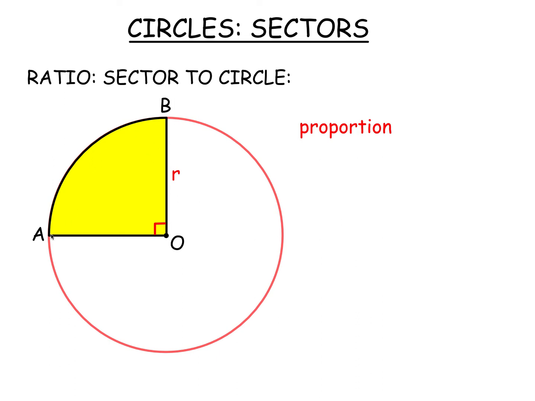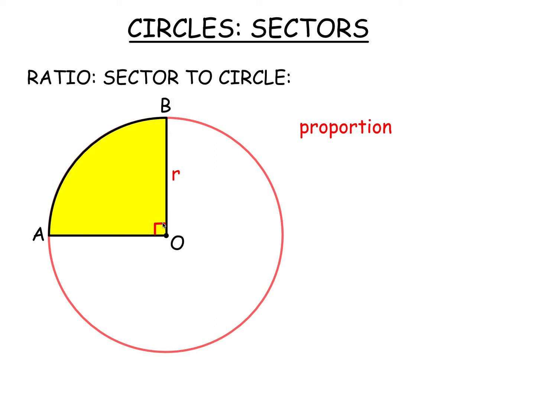Here, the sector AOB has arc AB and two radii enclosing an area. The area is a fraction of the whole circle's area, so it's a fraction of pi r squared. So the yellow area is a fraction of pi r squared. The arc is a fraction of the whole circumference, pi d. And the angle is a fraction of the circle's angle, 360 degrees.